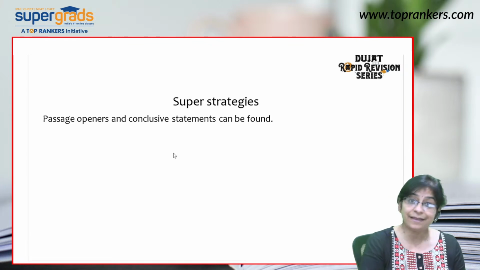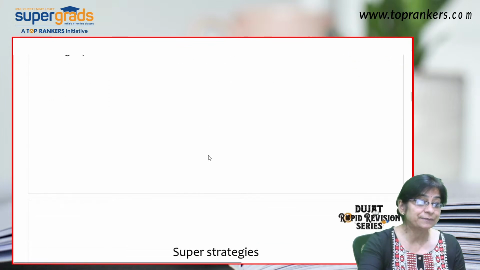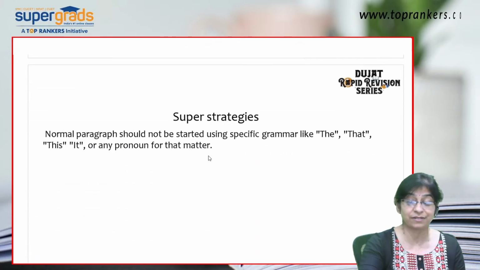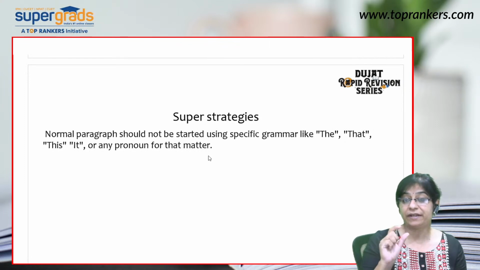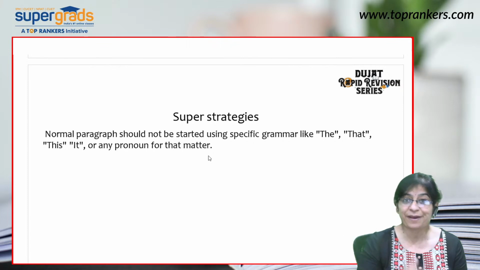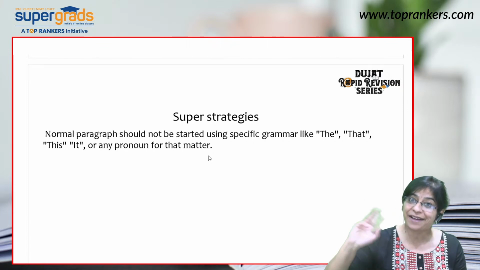Having said this, let's see. There's another strategy. There are certain words that will help you identify what possibly cannot be the passage opener, or help you identify the mandatory pairs.